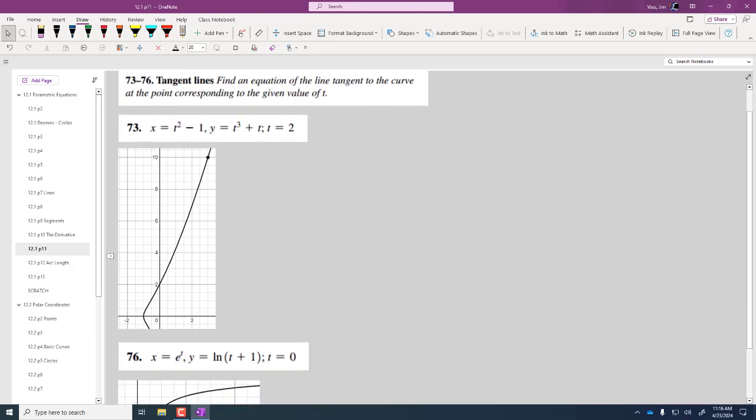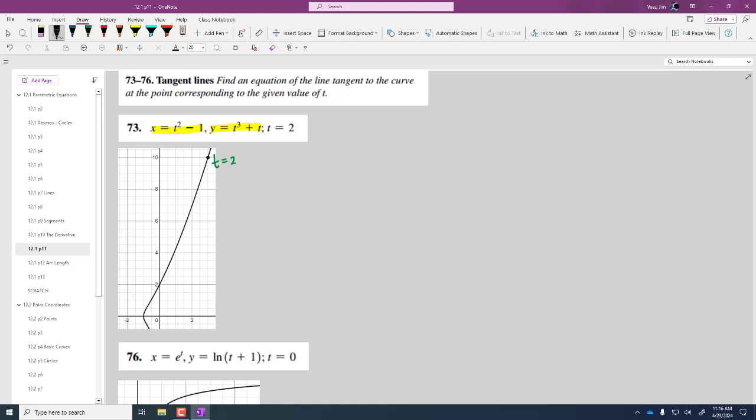So let's actually find the equation of a tangent line. Once again, we've got a parametric curve here. There's our parametric curve, and if you look at the graph, I plotted the graph for this parametric curve. When t is 2, we're going to be at this point right there. So here's where we are when t is equal to 2.